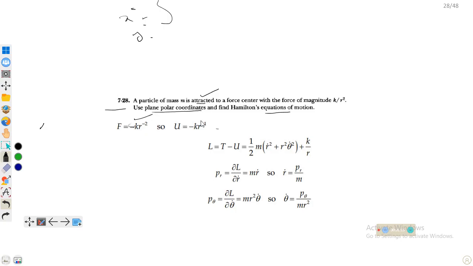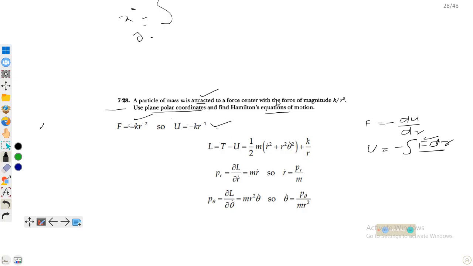We know that F is equal to minus dU over dr, and U will be equal to minus the integral of F dot dr. So we can put the force in this equation and integrate. That will lead to U equal to minus k r to the power minus 1.